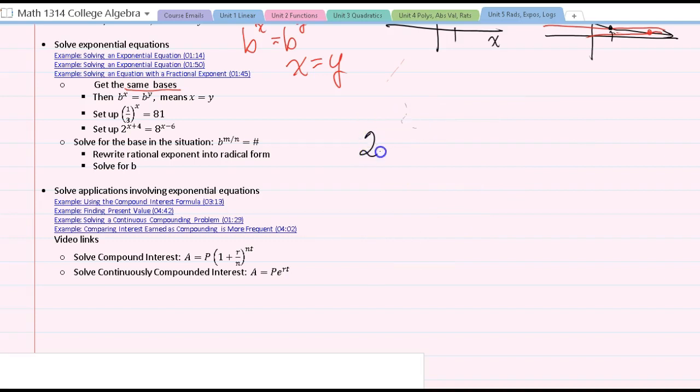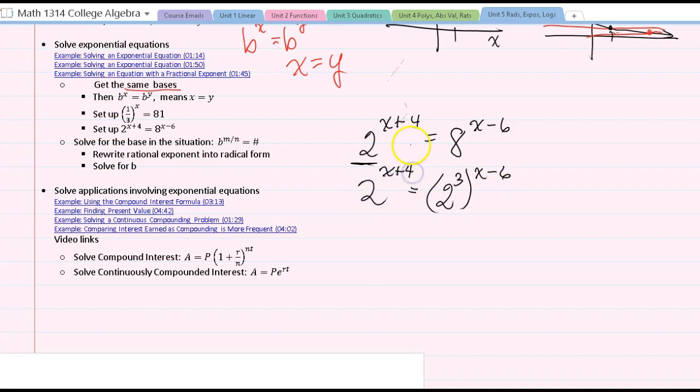So let's try it again with another problem. Let's say we have 2 to the x plus 4 and 8 to the x minus 6. So I can see that this is as basic as we can get in terms of a base. I can write 2 to the 3rd power to be the 8, and I still have my x minus 6 as an exponent. I still have 2 to the x plus 4. And what I want to show you, again, we have a power to a power. So that means this is going to be 2, and then I'm going to multiply 3 times x minus 6. So that's going to give me 3x minus 18.